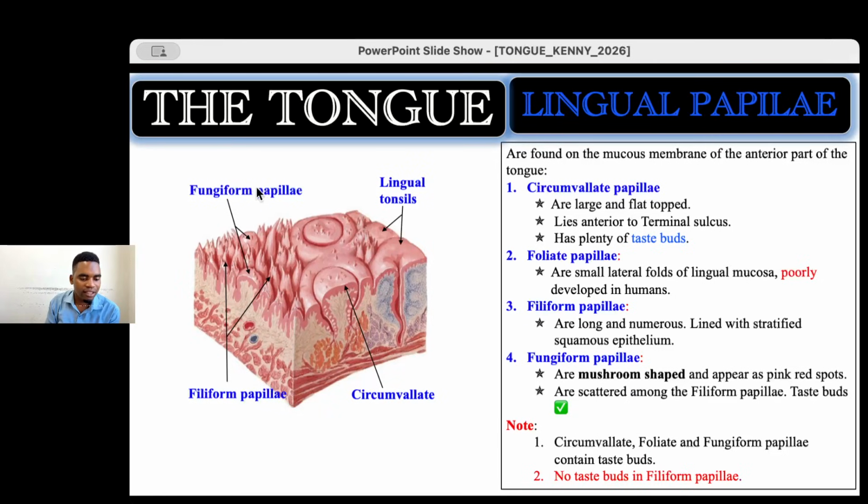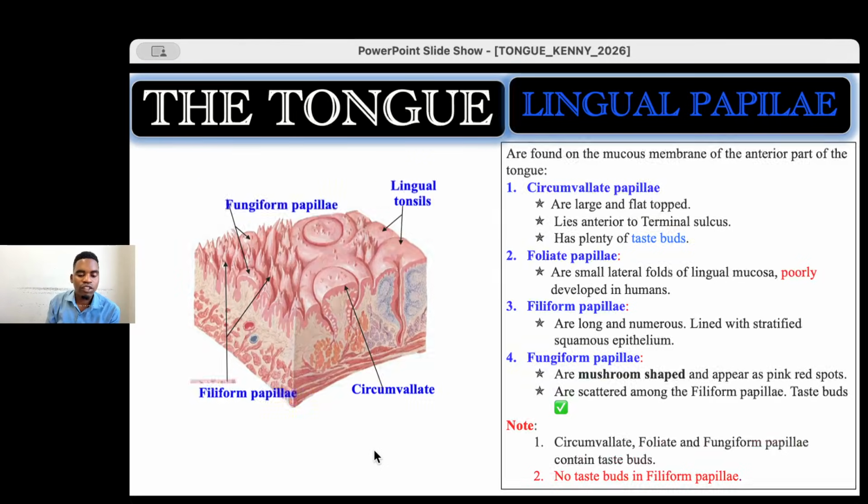And then lastly, we have this, which are mushroom shaped. They have the shape of the mushroom. Because of the mushroom shape, they are called the fungiform papilla. Do we have taste bud in fungiform papilla? Yes, we have taste bud, with the exception of the filiform papilla.